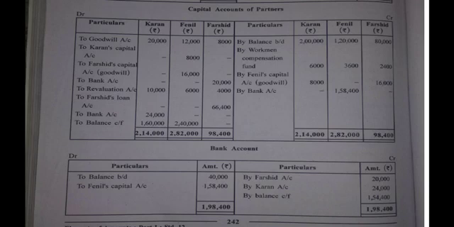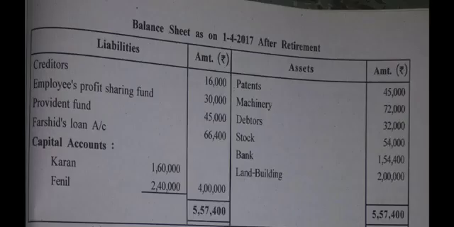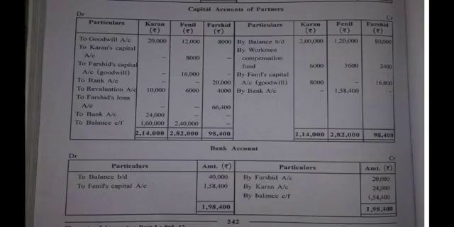Let us quickly check the second effect for this. 20,000 that you have paid through bank, or you can say in cash. The second effect you can see in bank account on credit side by Farshid account, 20,000. The second effect for Farshid's loan in the balance sheet, new balance sheet, Farshid's loan account on credit side 66,400, and it's done.